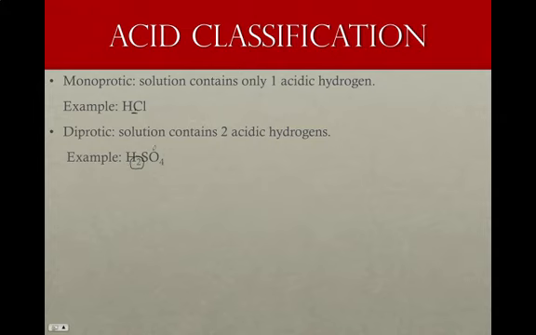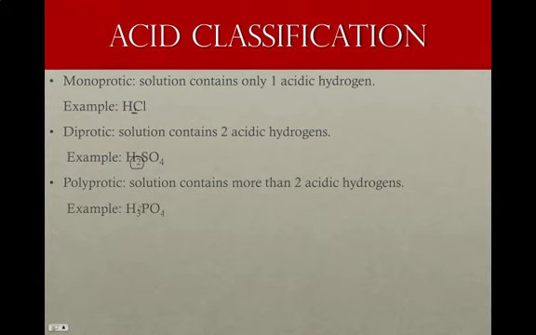And if it's not monoprotic or diprotic, then it's polyprotic, and that's a solution that contains more than 2 acidic hydrogens. An example of that is H3PO4. Because the subscript of the hydrogen is 3, that means it's polyprotic because there are more than 2 acidic hydrogens. So these are all classifications based upon the number of hydrogens.